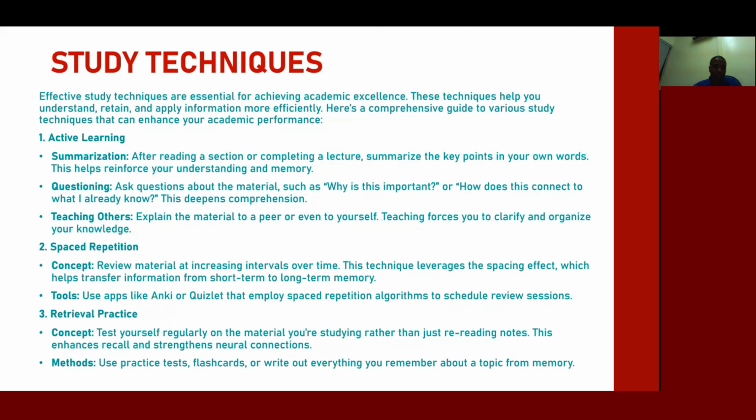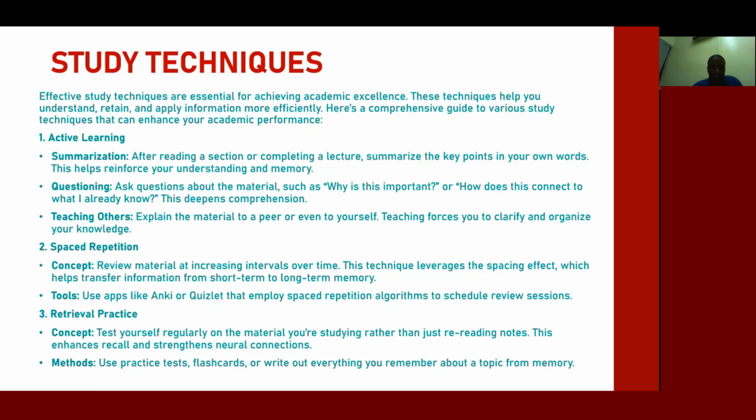Then there is spaced repetition, the second one. And this is reviewing the materials at increasing intervals over time. This technique takes the scenario of transferring the information from the short-term memory to long-term memory, just like the way the computer operates from RAM to hard drive. So short-term memory does not last for a very long time. But the more we introduce the concept of repeating things, the brain will have to move this information from the short-term to the long-term memory, where you can remember this for a very long time.